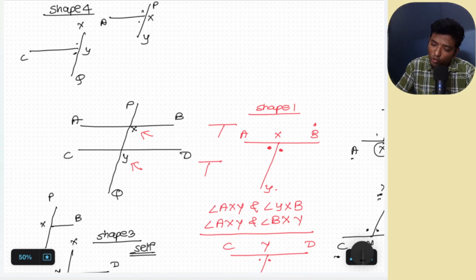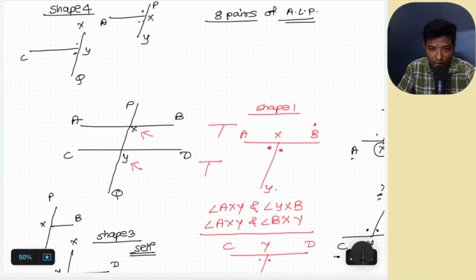Okay. So how many pairs we got? From each shape we are getting two pairs. So how many total pairs are there? There are eight pairs.